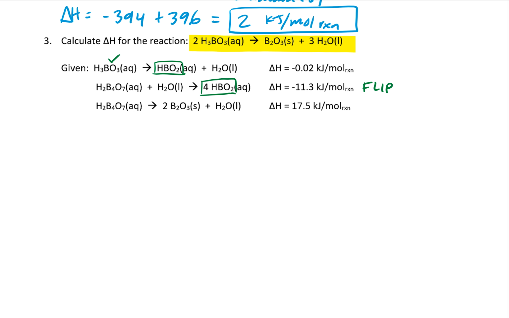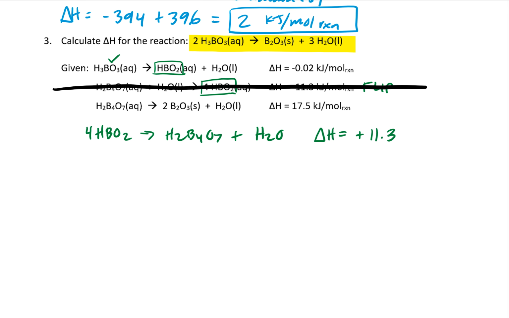I'm going to rewrite it below. So I get 4 HBO2s, H2B4O7, and a water. Okay, and since I just flipped it, that means I'm going to change the delta H sign to positive 11.3. And just so I don't confuse myself, I'm going to cross that out and not look at it again. Okay. All right. Anything else that needs to cancel out? Oh, this H2B4O7 needs to cancel out. This guy right here. Well, that's going to work out because I have the same thing here, and they're on opposite sides of the arrow, so they're going to cancel.